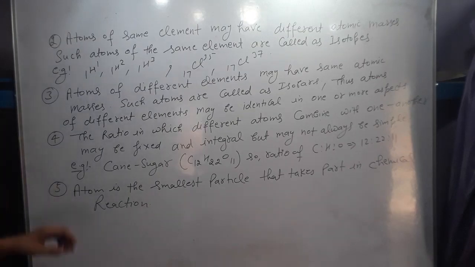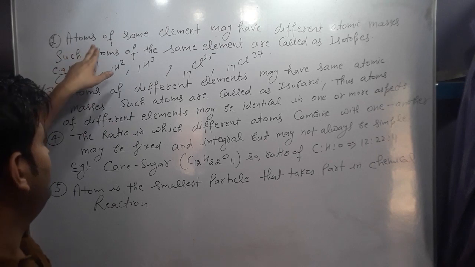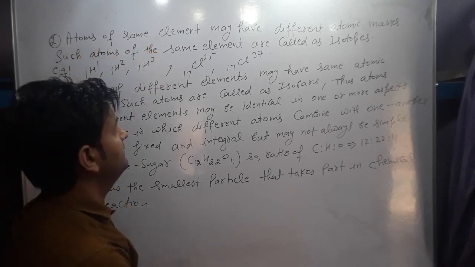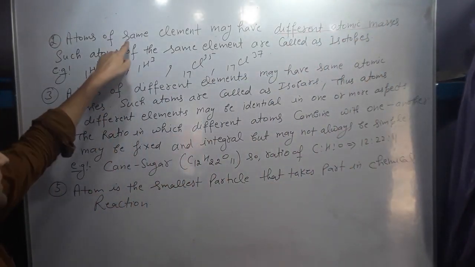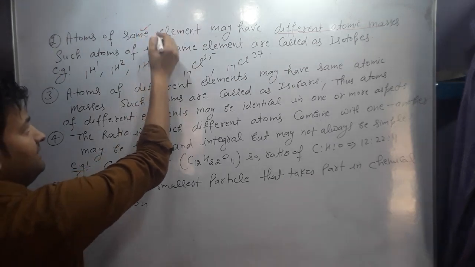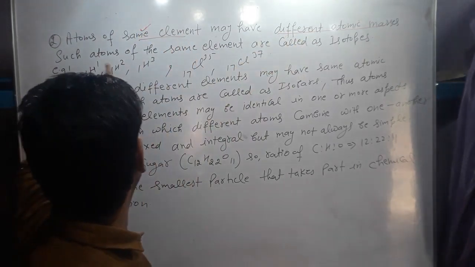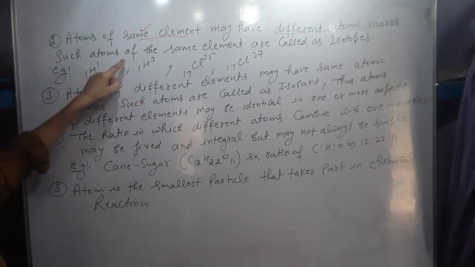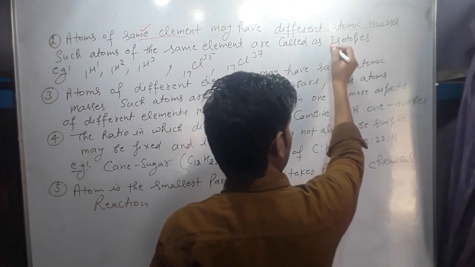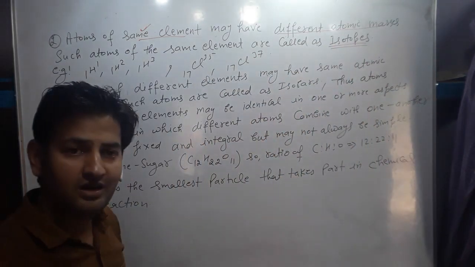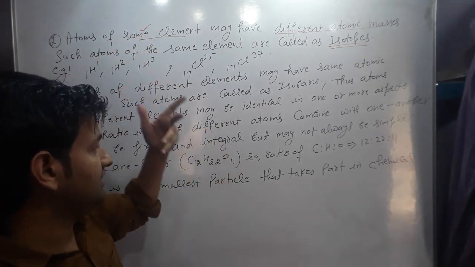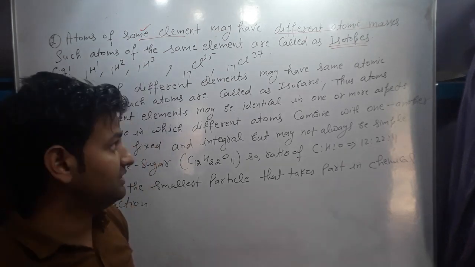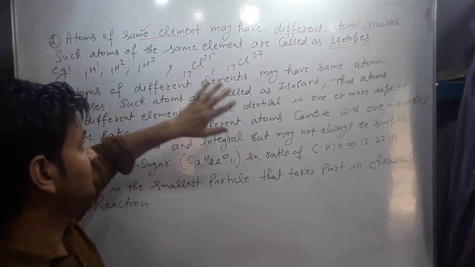Okay students, next point of the modified Dalton atomic theory or modern atomic theory, the second point is atoms of the same element may have different atomic masses. Means atomic mass can be different for the same element. Point noted is same element but their atomic masses are different. Such atoms of the same element are called isotopes. This is an important term. What are isotopes? Isotopes are atoms of the same element which have the same atomic number. Atomic number is same because it is the same element, but they have different atomic masses. These are called isotopes.